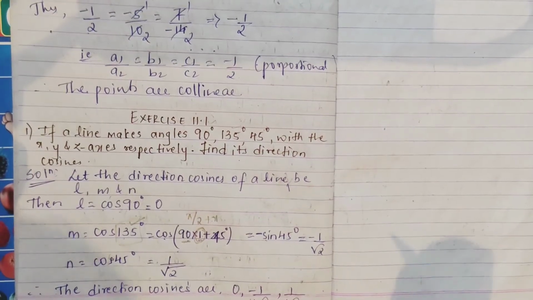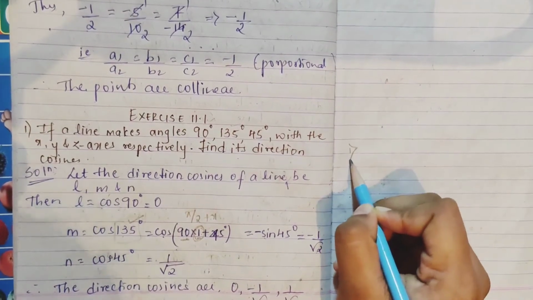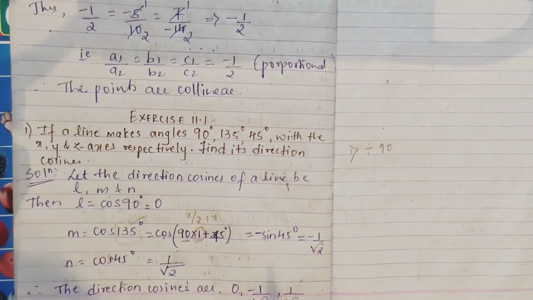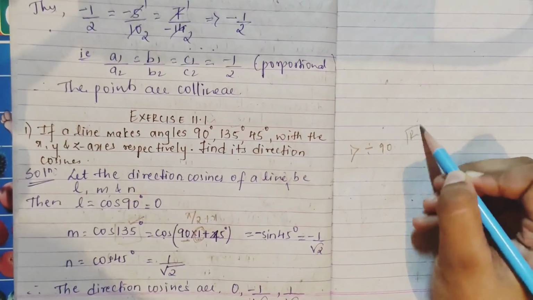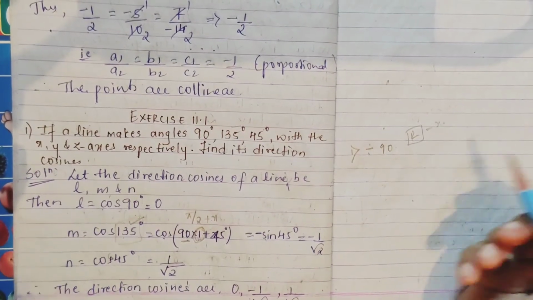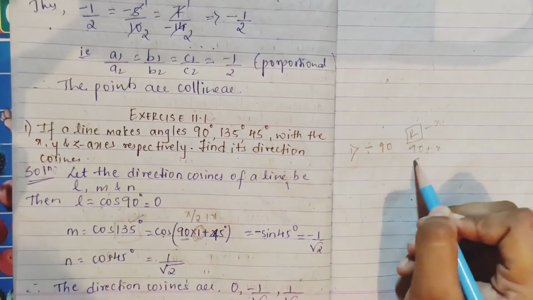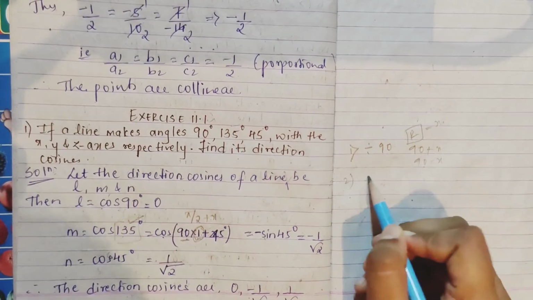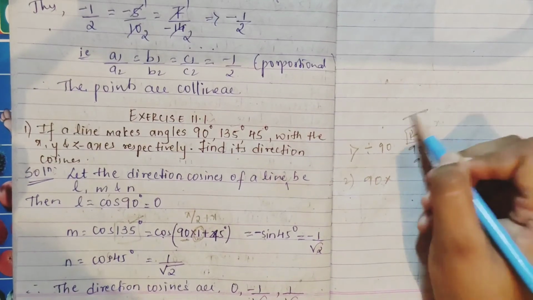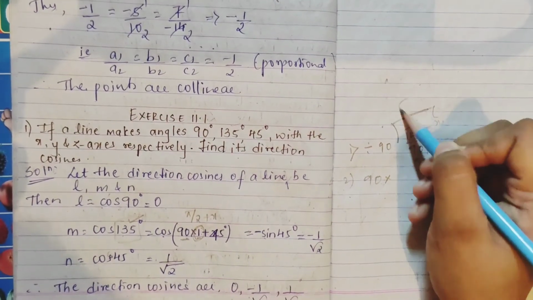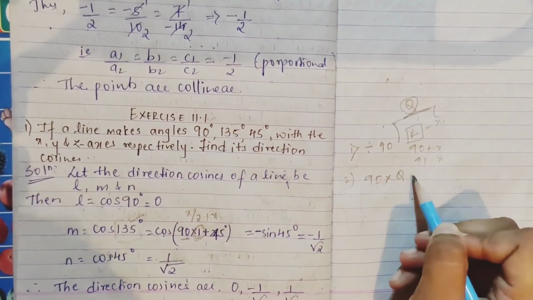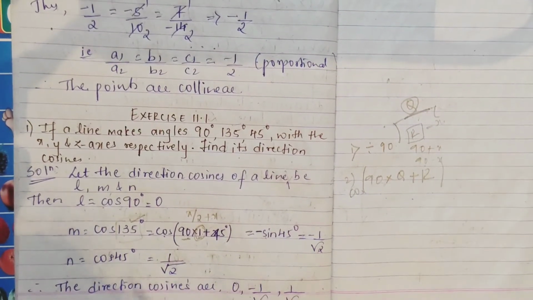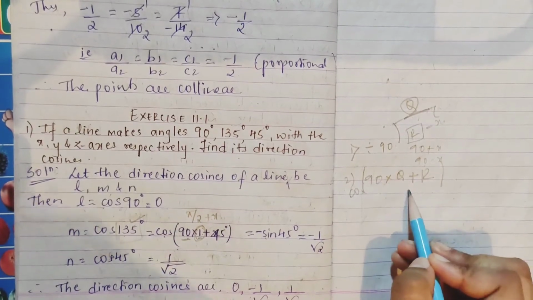Once again I'll tell you. First, if you get an angle, divide it by 90 first. After dividing, whatever remainder you are getting, that will be your x. So check whether it is 90 plus x or 90 minus x. Then comes your 90 into your quotient, when you divide, plus your remainder. This you'll get as cos or sin, whatever.